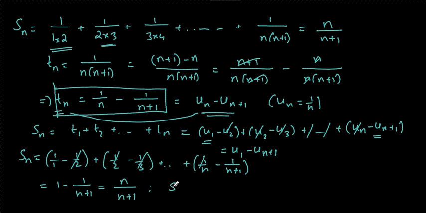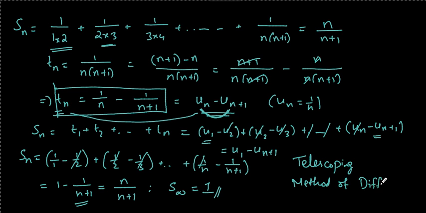We can also extend this. If you want the sum of infinite terms, this part goes to 0 because 1 by a very large number goes to 0. So the sum of the infinite series in this particular example is 1. This method is called the method of telescoping, and also since you are writing every term as difference of two terms, we can also call this the method of differences.